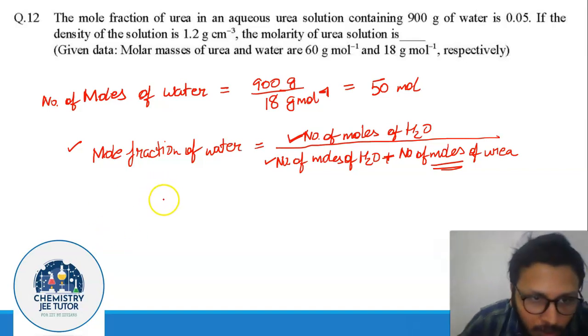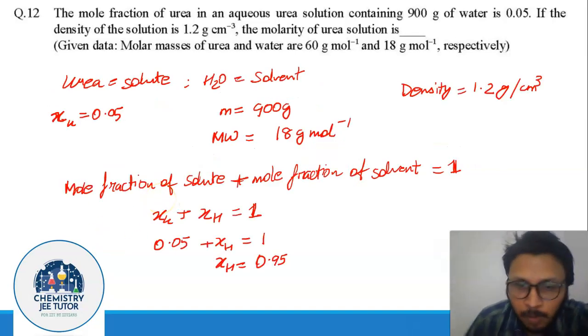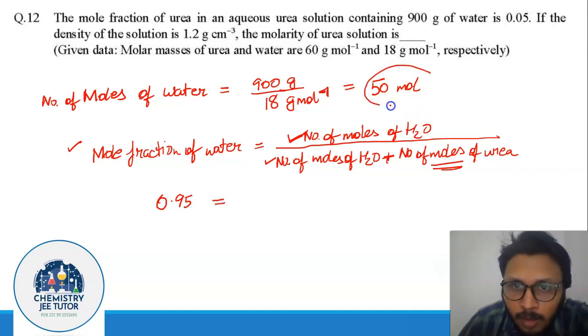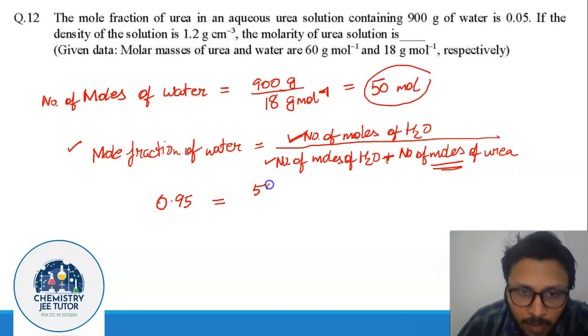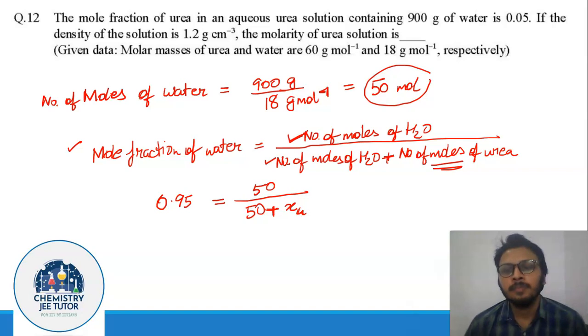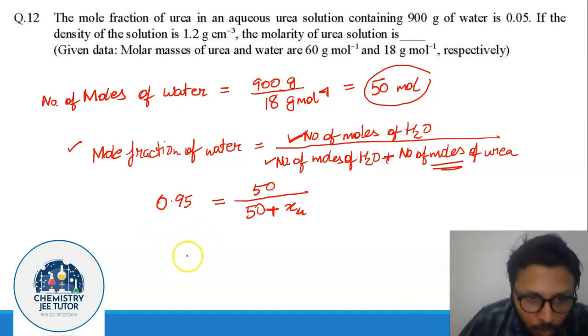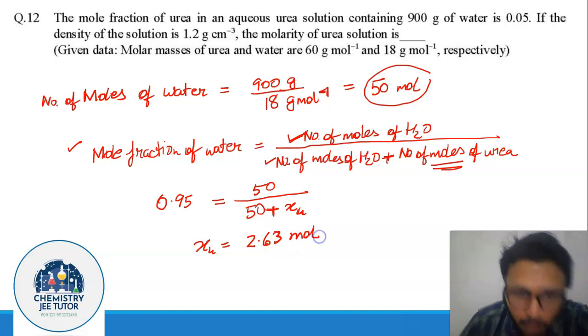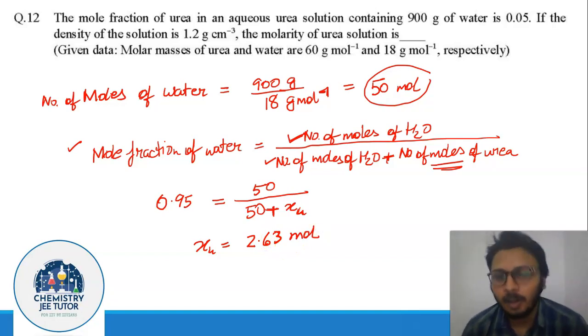Okay, let us put the values. The mole fraction of water we calculated earlier is 0.95. Number of moles of water we calculated here is 50. So 0.95 equals 50 by 50 plus, suppose I am putting, n of urea. If you do the calculations, the number of moles of urea comes out to be 2.63. You do the calculation for yourself and check how much it comes.